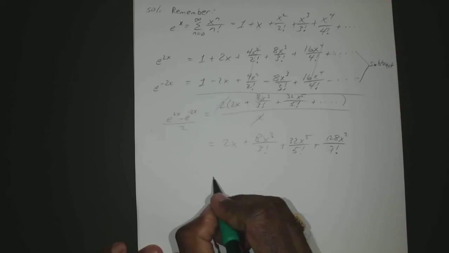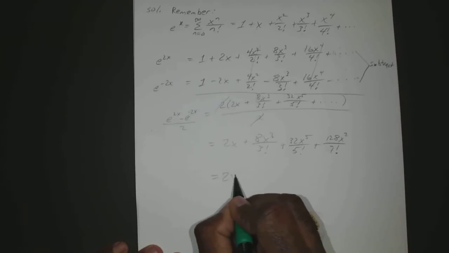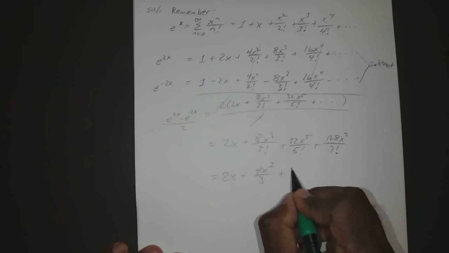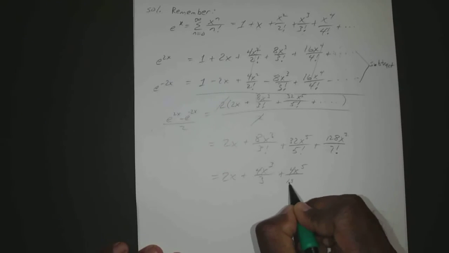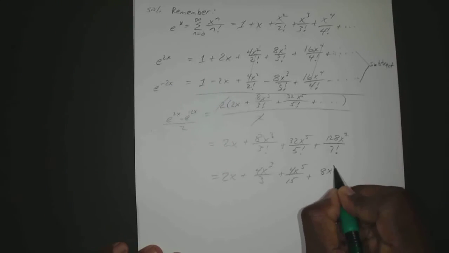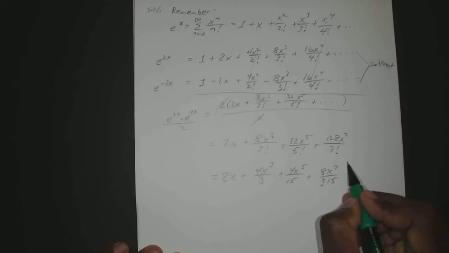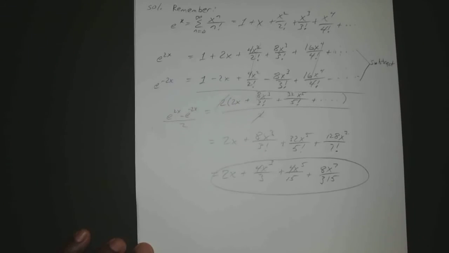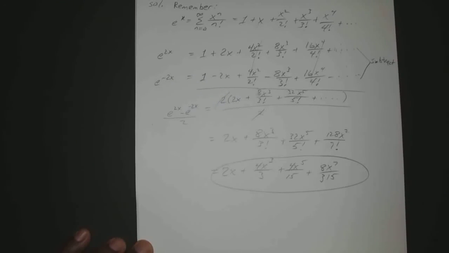All right, now once it's all simplified and everything cancels out, then you have your 2x plus 4x to the 3rd over 3 plus 4x to the 5th over 15 plus 8x to the 7th over 315. Which would be your first 4 terms. All right. So any questions on that one?